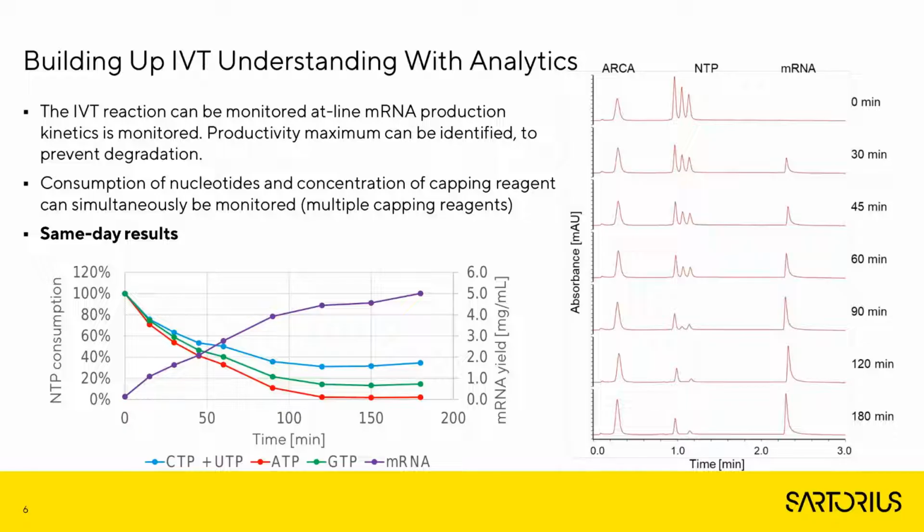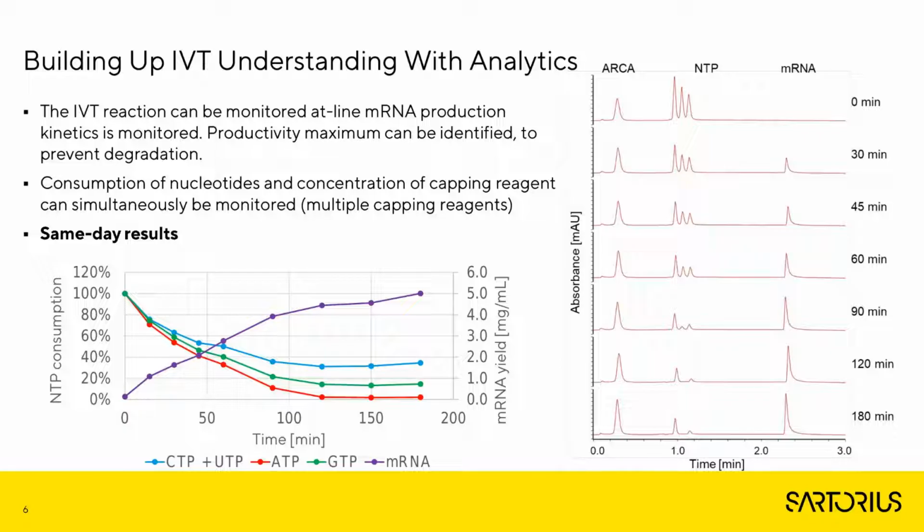So this is how a time course of an IVT would look like, where you have the possibility to sample every 15 to 30 minutes usually. And as soon as you sample, you can put sample on the PATfix and get the resulting NTP and mRNA concentrations, which then allows you to basically very easily track how the reaction is performing. Not only just the mRNA production, but also consumption of nucleotides.